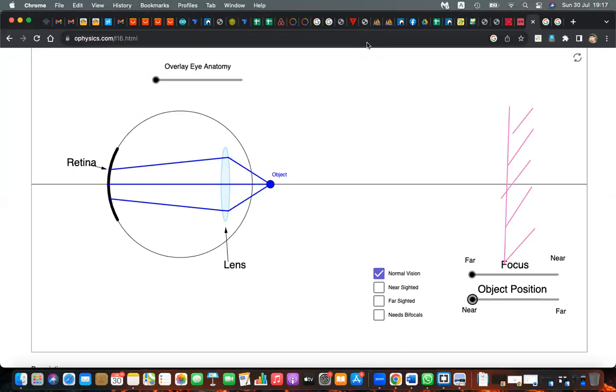What we need to do? Yes? We need to do something to the lens.